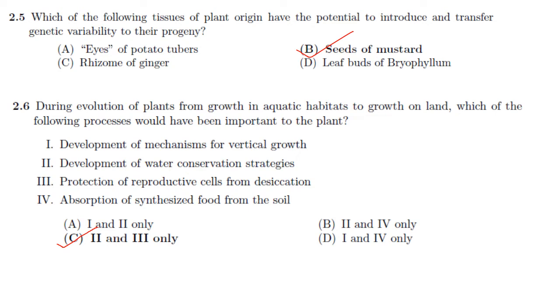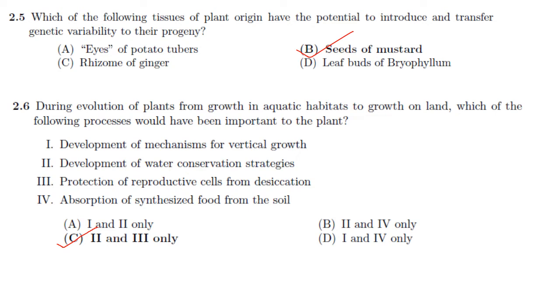Seeds of mustard. Seeds of mustard are produced by sexual reproduction. So genetic variation is observed in sexual reproduction only. And those which are involved in vegetative reproduction are means of asexual reproduction, so genetic variation will not be observed in these. So answer is option B, seeds of mustard.